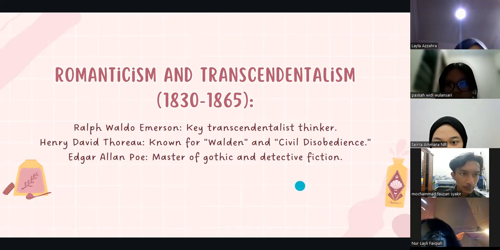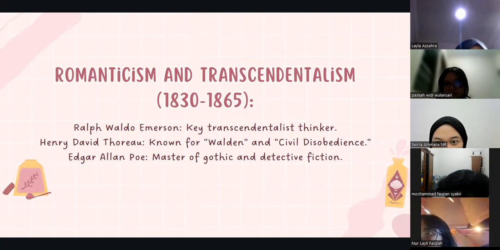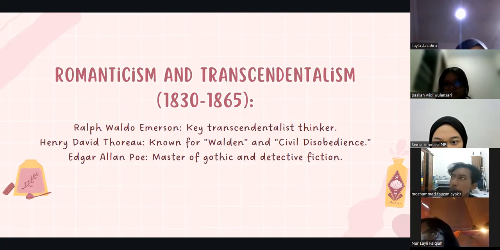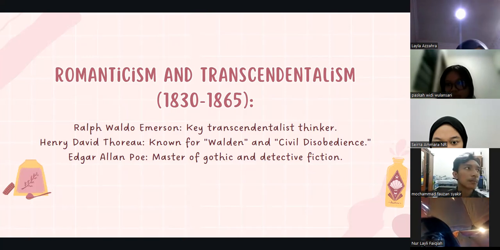Edgar Allan Poe is known for his work, namely Gothic fiction, which means he is a master of horror stories. For example, The Fall of the House of Usher. Then detective fiction with the story The Murders in the Rue Morgue, 1841, which introduced the detective character C. Auguste Dupin. This work paved the way for the detective genre which was later popularized by other writers. Next, please.